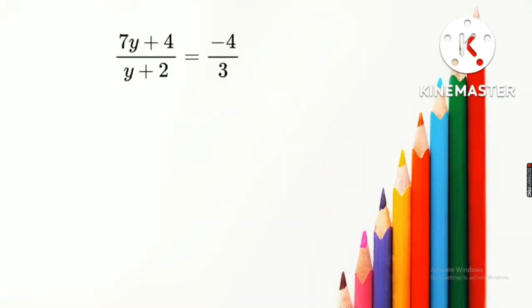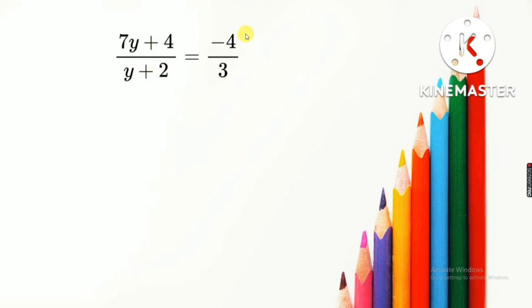Now moving to the next problem. Here is 7y plus 4 upon y plus 2 is equal to minus 4 upon 3. Now here what we would do, we would just cross multiply both the terms. We would transpose 3 to this side and y plus 2 to the right hand side.